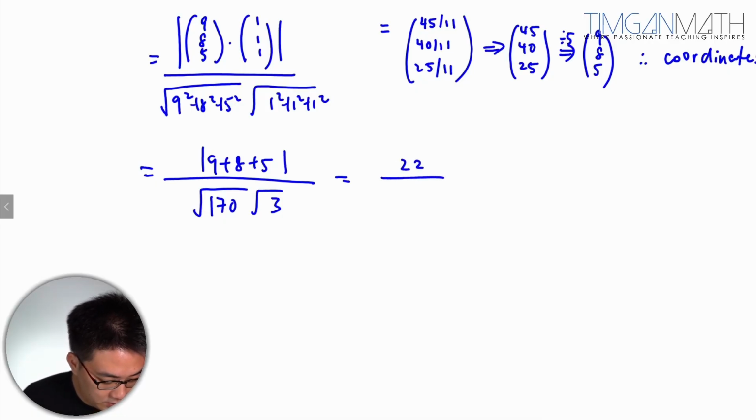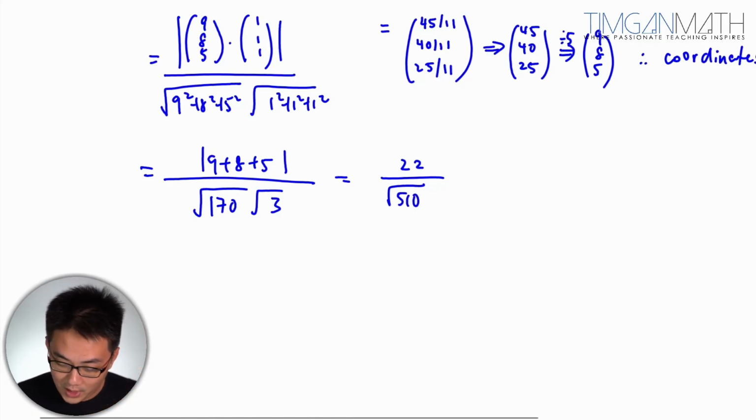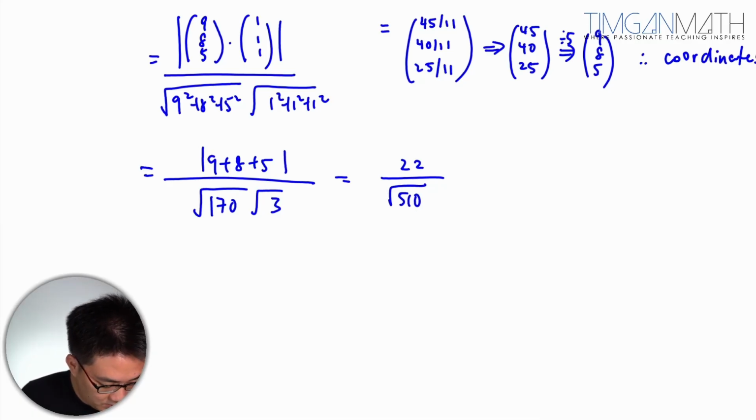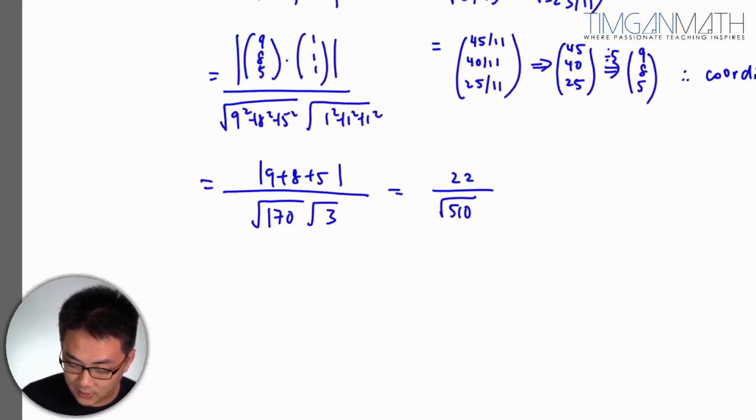170 times 3 is 510. That's a big number. Okay, 510. Could it be divided by 4? No, I think you can just leave it like that. Okay, so this is cosine theta.